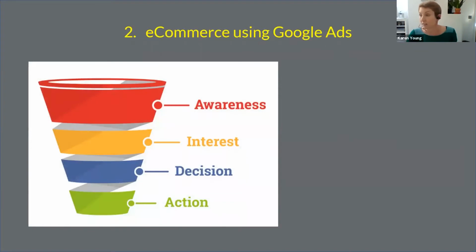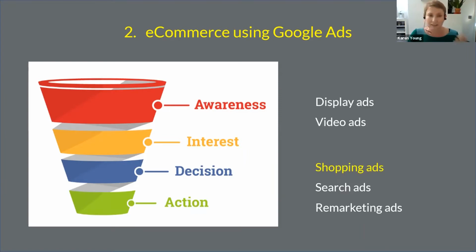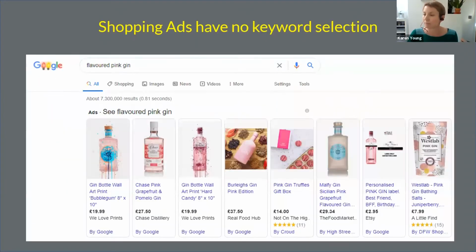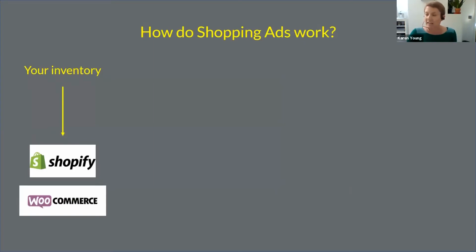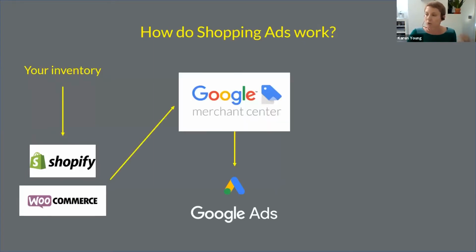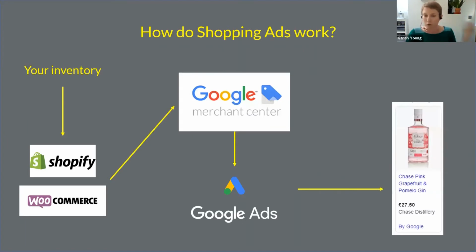Then there's e-commerce stores. Have we got anyone in the room who does e-commerce, who sells online? I don't think so. So I will whip through this. There's a different type of ads available, shopping ads that you can use for e-commerce. You'll have seen them at the top of the Google search. This one happens to be for pink gin, and they work slightly differently. You have to set up what's called a Google Merchant Center to pull all of your data into Google Ads. So it's an entirely different setup, and doesn't work on keywords.